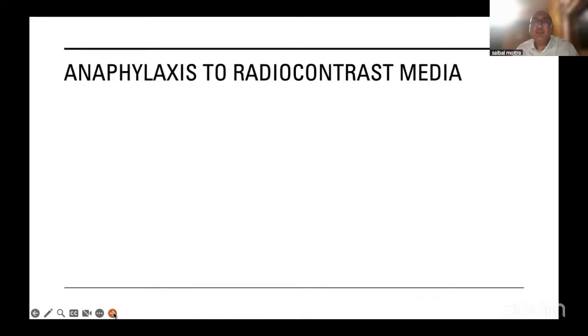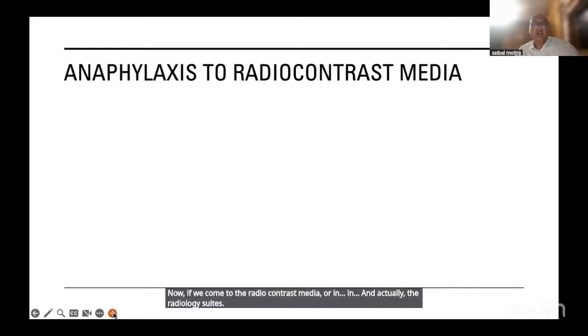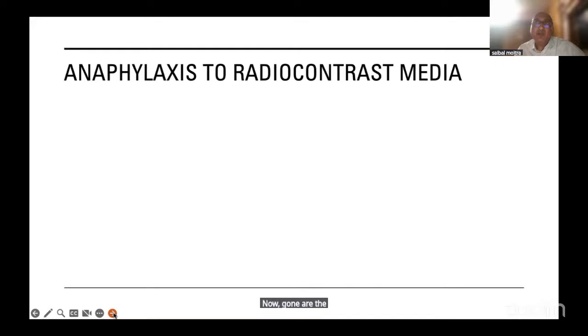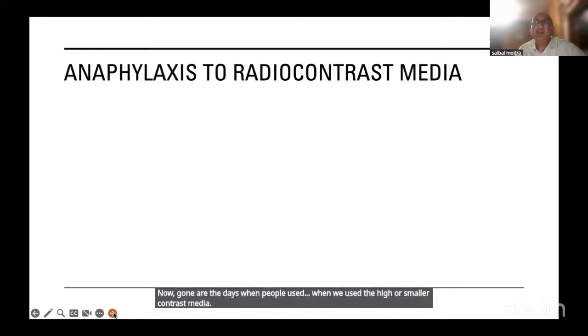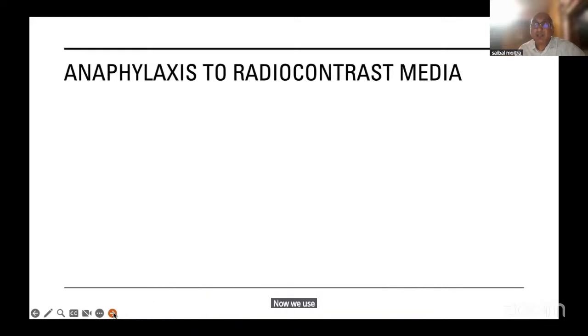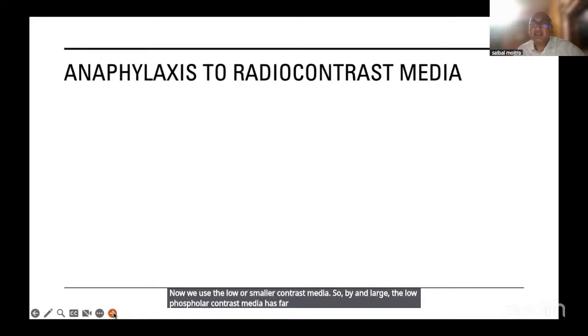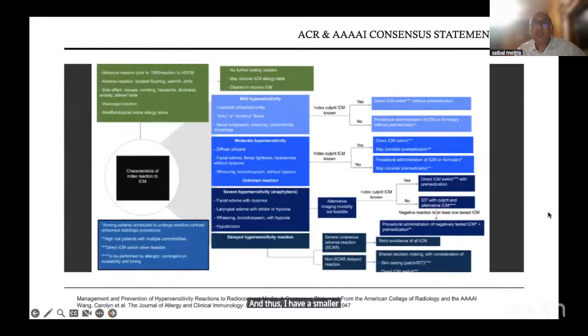Now, if we come to the radiocontrast media, or actually the radiology suites, gone are the days when we used the high osmolar contrast media. Now we use the low osmolar contrast media. By and large, the low osmolar contrast media has far fewer chances of causing hypersensitivity reactions and anaphylaxis than the high osmolar contrast media.